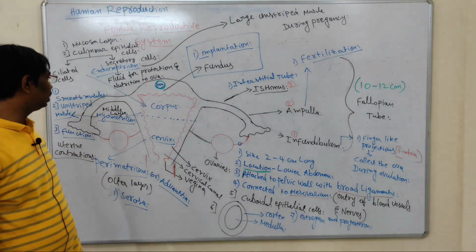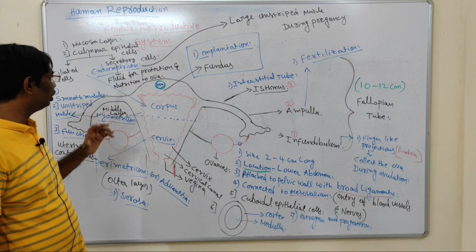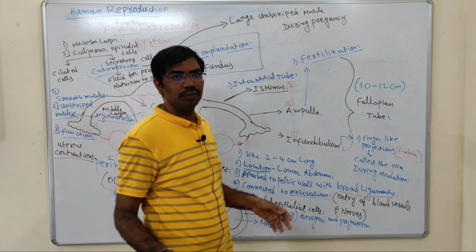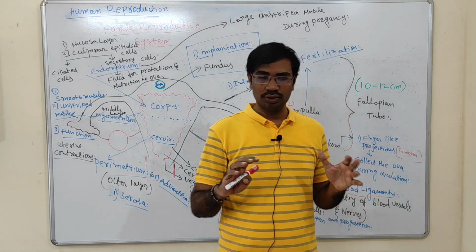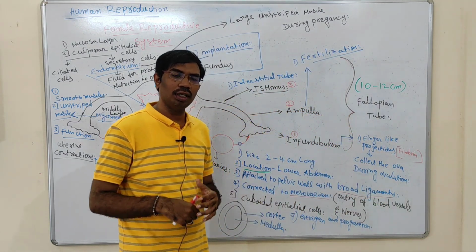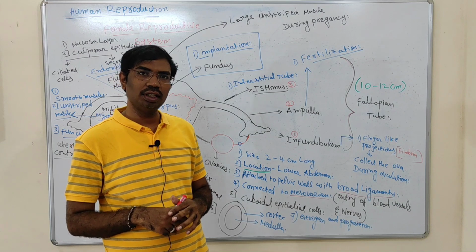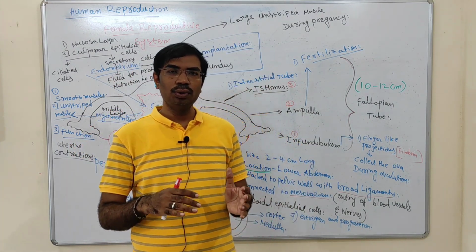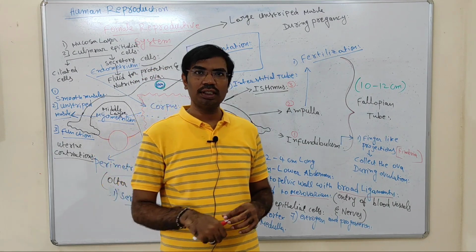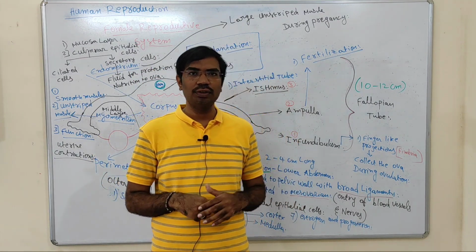So this is about the three different layers present in the uterus. Briefly I will explain once again. The female reproductive structure has different parts. One part is the ovary. The ovary is 2 to 4 centimeters long. What is the location of the ovary?